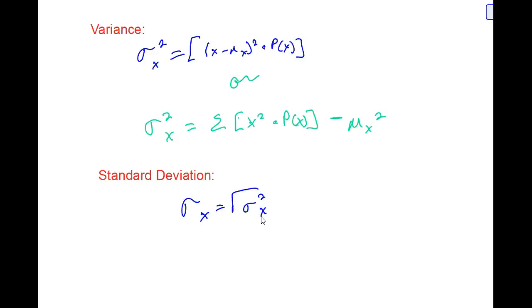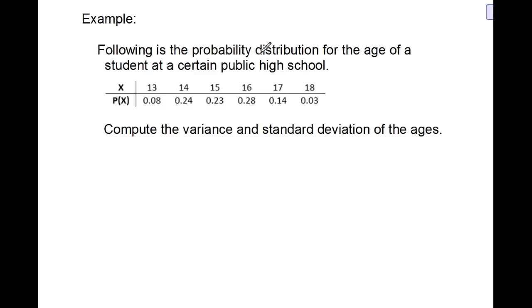So let's look at an example of this. We have the following probability distribution for the age of a student at a certain public high school, ranging from 13 to 18, and their probabilities. We want to compute the variance and standard deviation of the ages.